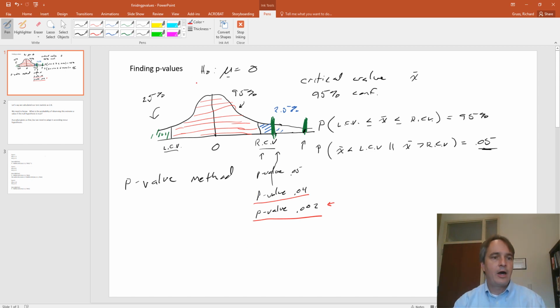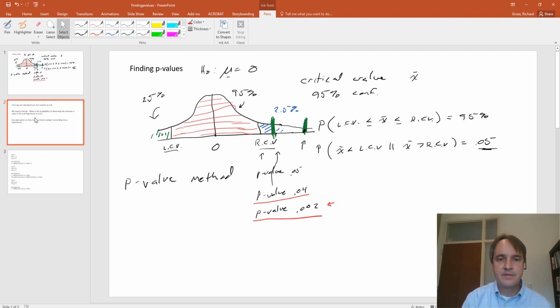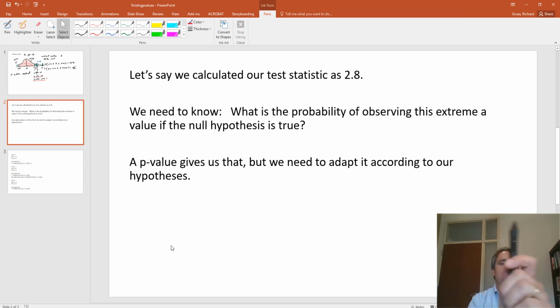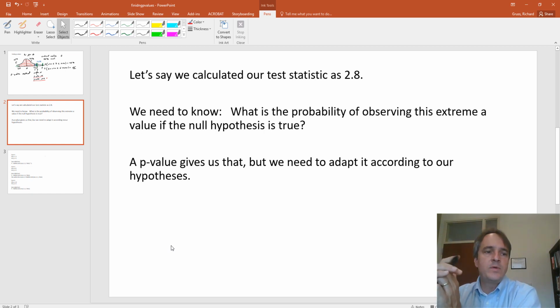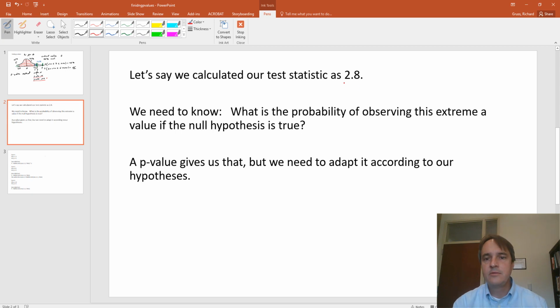So how do we go about finding a p-value then? Okay, so just to review some of the basics here. Let's say that we calculated our test statistic. In all of the tests that we do, there's some way of calculating the test statistic. And let's say we calculated it and it was 2.8.